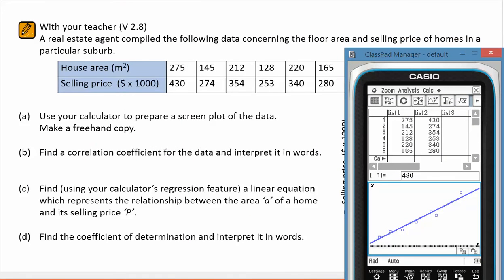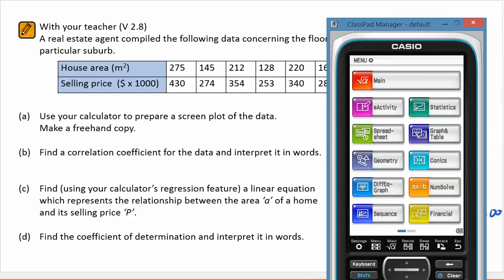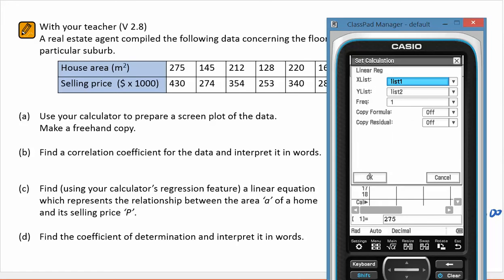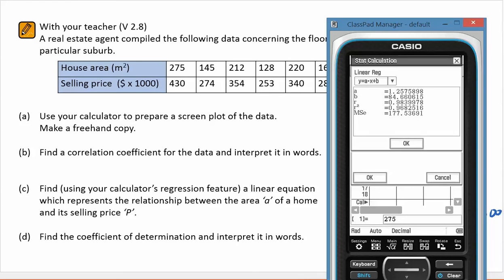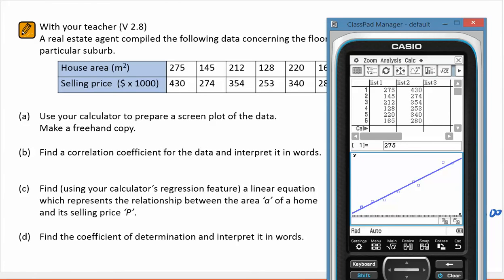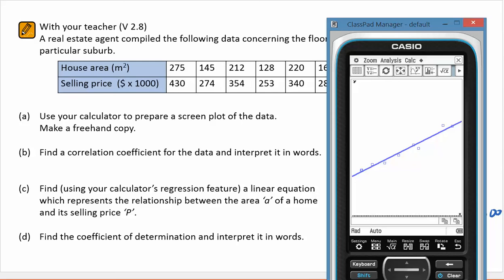In V2.8, you're asked to use your calculator to prepare a scatter plot of the data. So what I've done here: menu, statistics, run the numbers, regression, and linear regression. I will copy the formula, and I get the following equation, a correlation coefficient of 0.9840. Now, resizing this, you can see there the data.